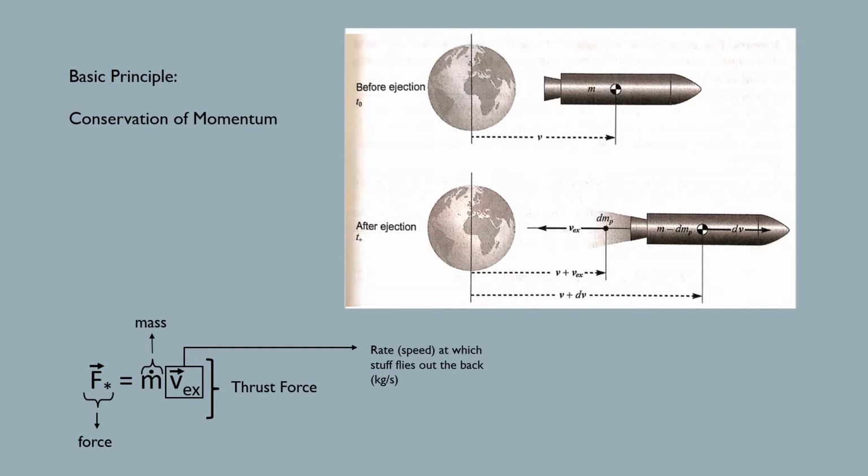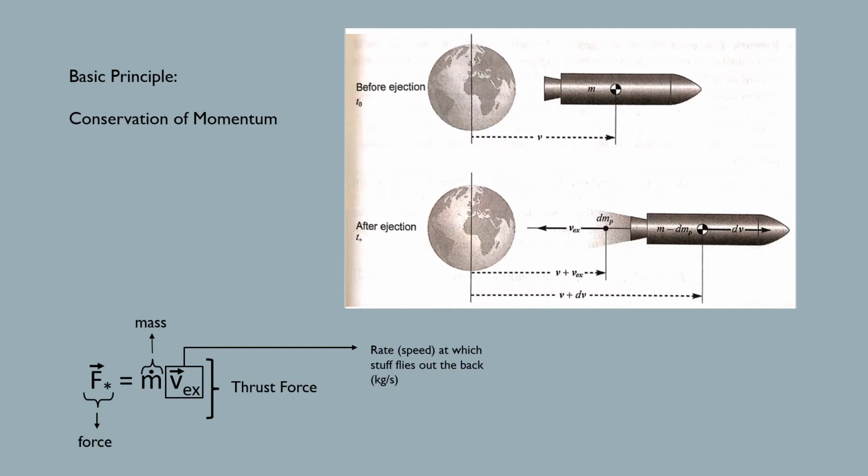Thrust force exists because of the conservation of momentum, and the thing that is important for us is that it involves the velocity of the exhaust. In simpler terms, the faster we throw stuff out the back of the rocket, the greater the force we apply on it to move forward. We can quickly go over the equation, which is thrust equal to mass flow rate times the velocity of the exhaust, where the mass flow rate is the rate at which stuff flies out the back, in kilograms per second.